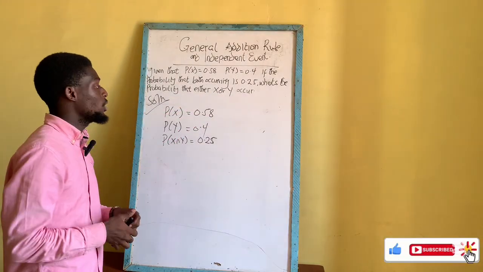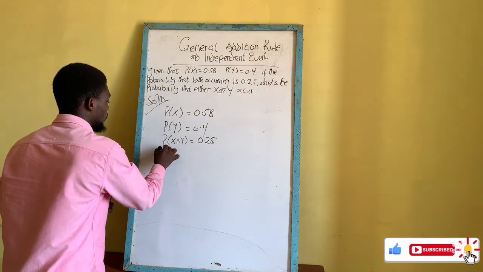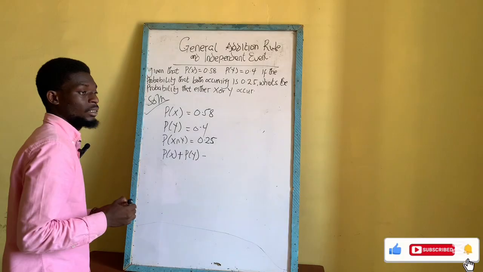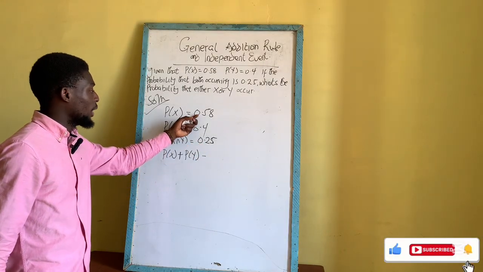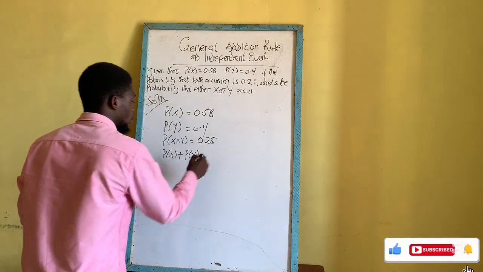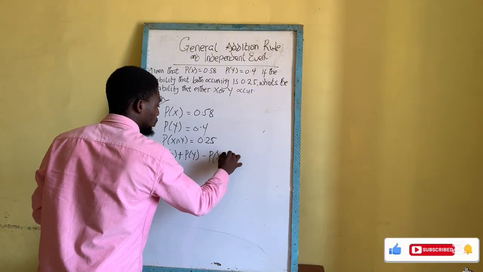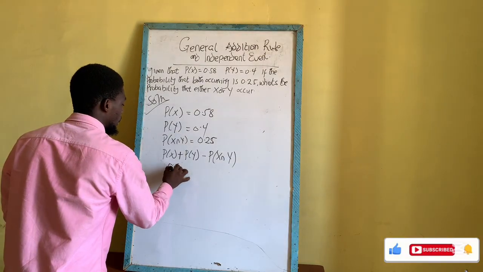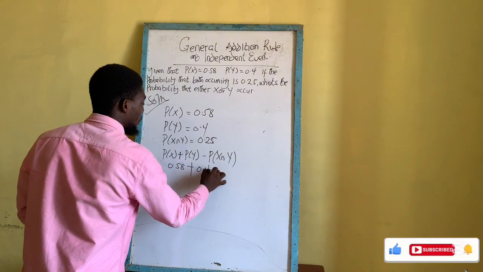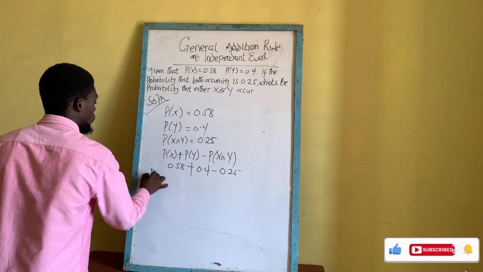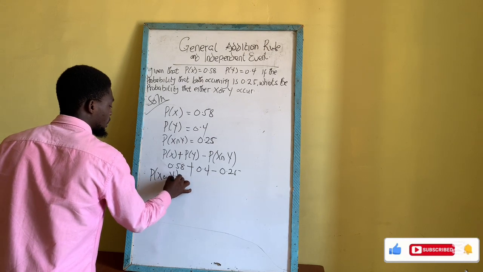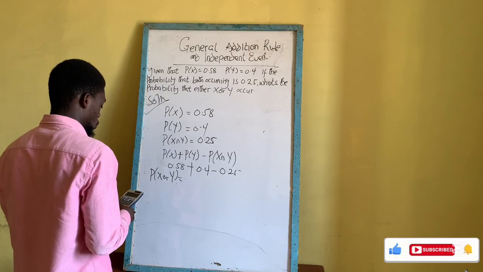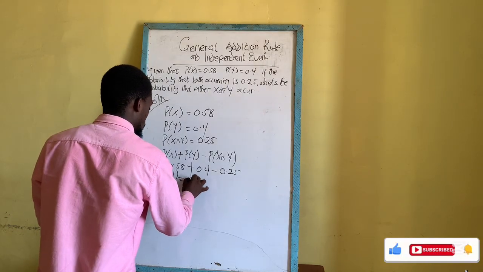Remember, in probability, when you hear or, it means addition. So we are going to have the probability of X plus the probability of Y minus the probability of the intersection, that's the one belonging to X and at the same time belonging to Y. So we have the probability of X intersection Y. So we are going to have 0.58 plus 0.4 minus 0.25, which gives us 0.73.